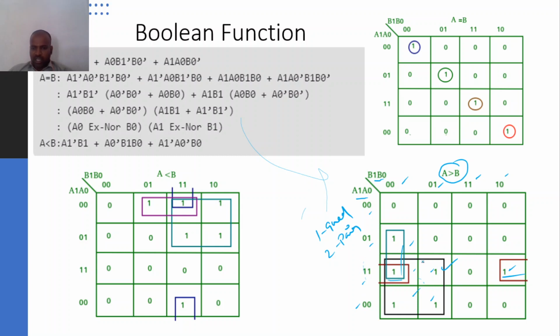Let's write the expression for this quad. For the quad, look at the corresponding boxes. On the left side we need to concentrate on these two boxes, and on the top side we need to concentrate on these two boxes. This is 0 0, this is 1 0. So the a1 value, that is the MSB value, was the same, and the LSB is 1 0, so we need to cancel this LSB. So on this side a1 will come, and on the top side 0 0 0 1, that is b1 value is 0 0 in both places, and b0 value is 0 1.